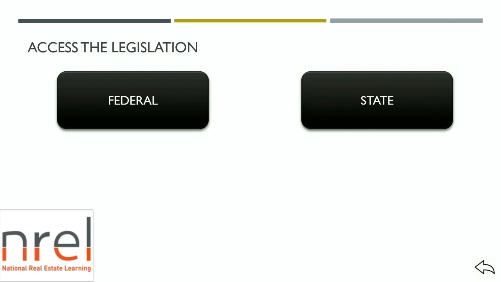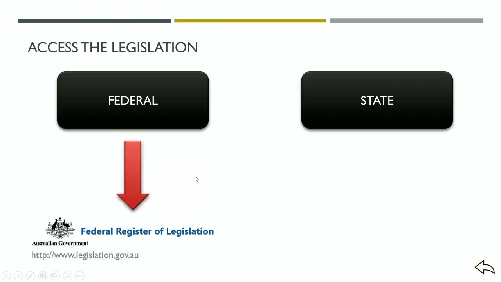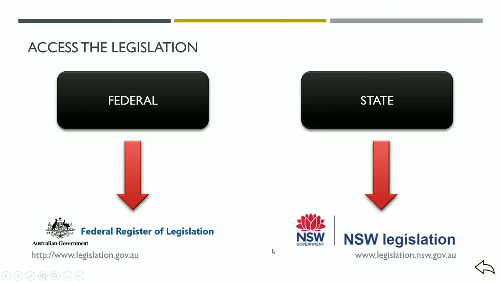Federal legislation is also known as commonwealth legislation. It is relevant to all of Australia, to all industries. If I want to access legislation which is federal, I would go to the website for the Federal Register of Legislation, located at www.legislation.gov.au.